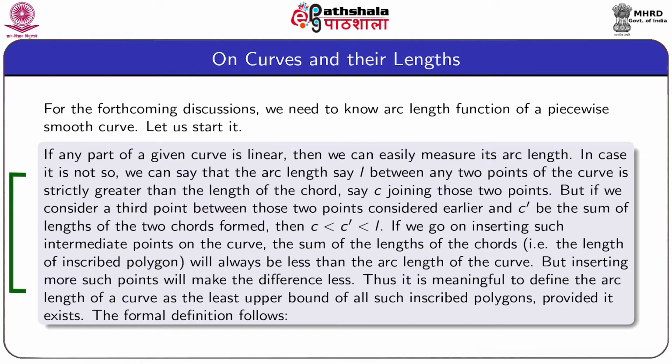Now, if we go on inserting such intermediate points on the curve, then the sum of the lengths of such chords, that is the length of the inscribed polygon, will always be less than the arc length of the curve. But inserting more such points will make the difference less. Thus, it is meaningful to define the arc length of a curve as the least upper bound of all such inscribed polygons, provided it exists. The formal definition follows.